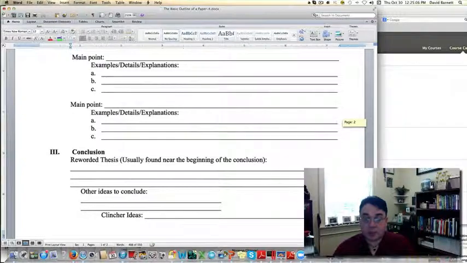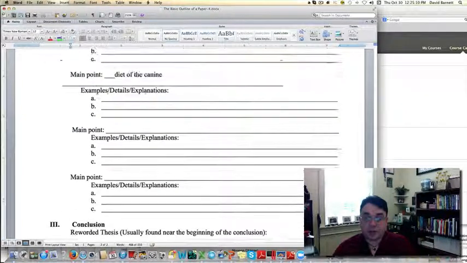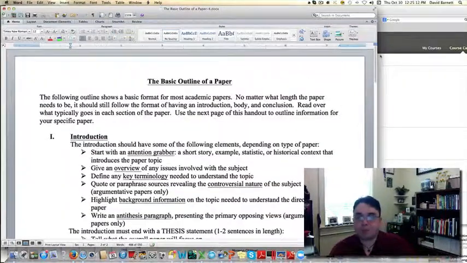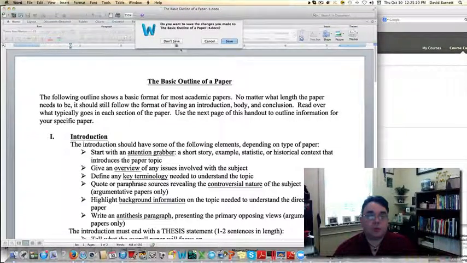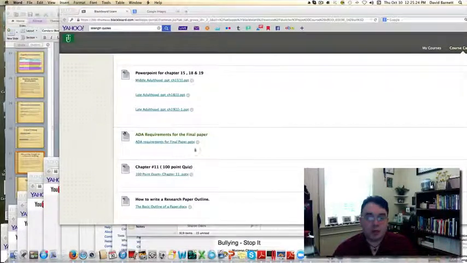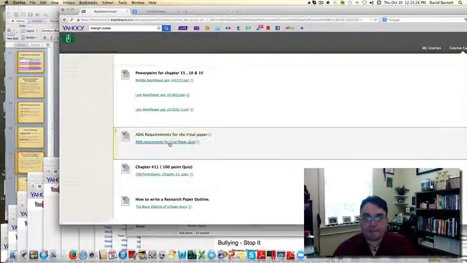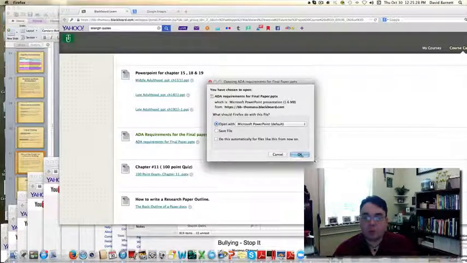And again, here's some conclusion ideas, rewording your thesis. Type that in there. So that's basically the outline of the paper, and I hope that helps. Now let's click over here. No, we don't want to save those changes. Let's go up for ADA requirements for your paper. So we have everything on one PowerPoint.